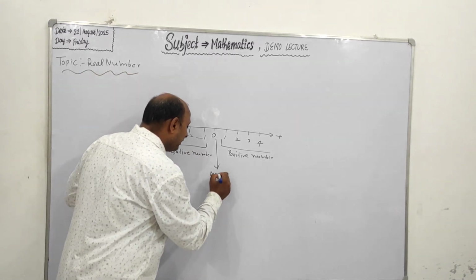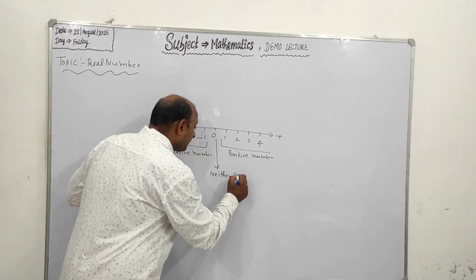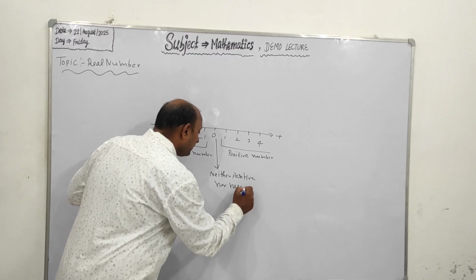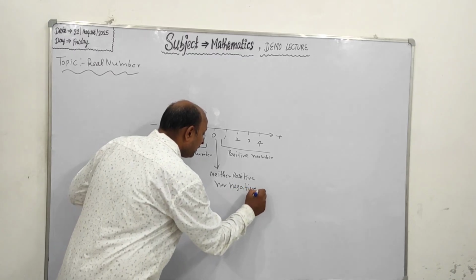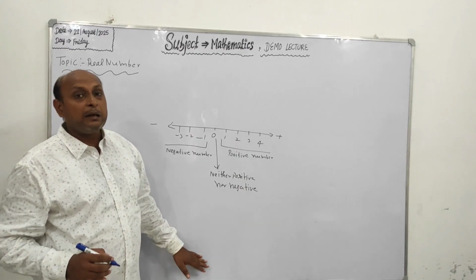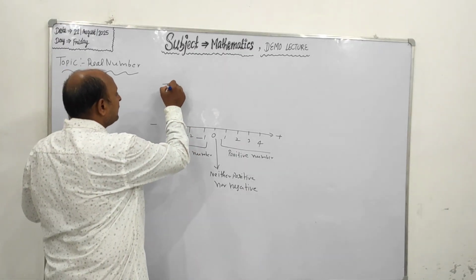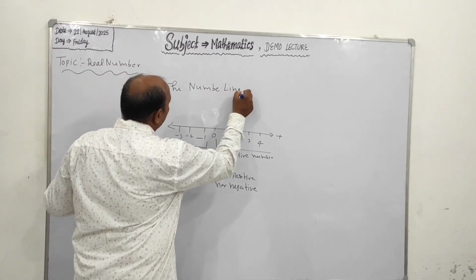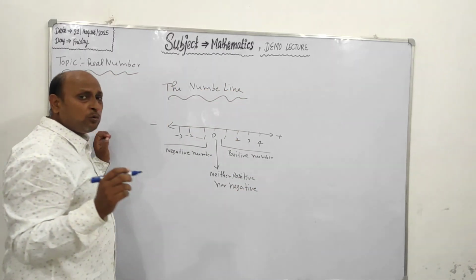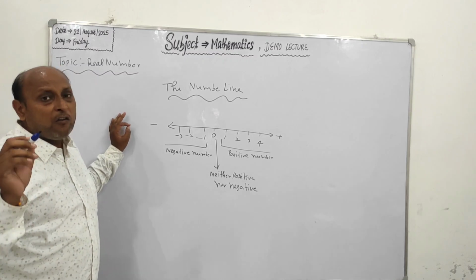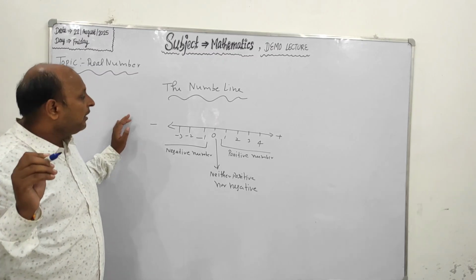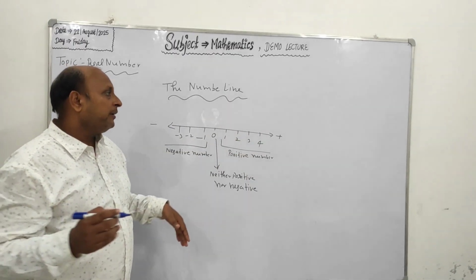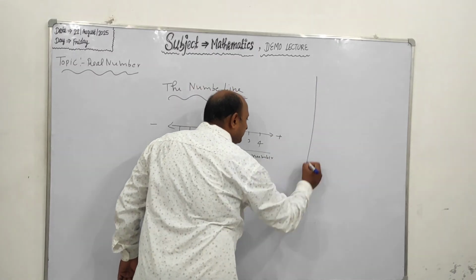0 is neither positive nor negative. This is called the number line. Students, to understand real numbers, first of all you should understand the number line. This number line is in the horizontal form. You can draw this line like this.